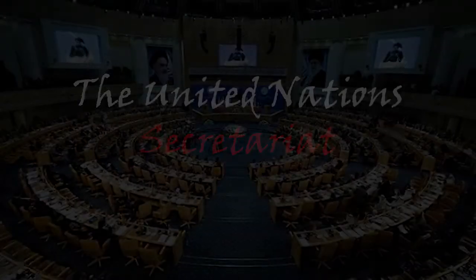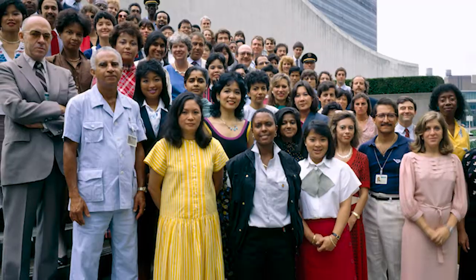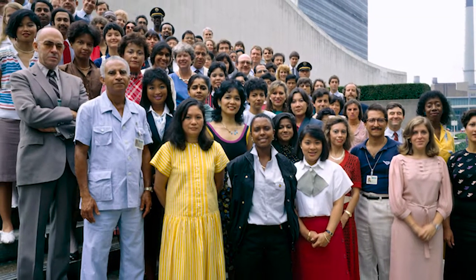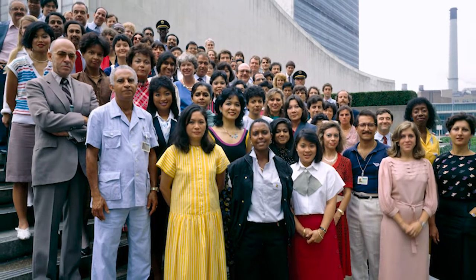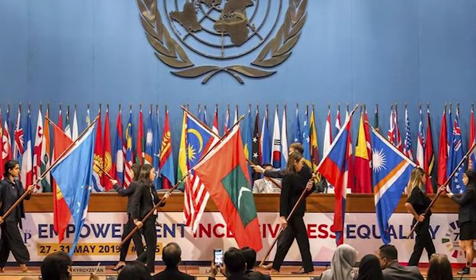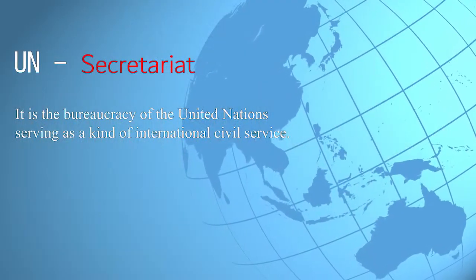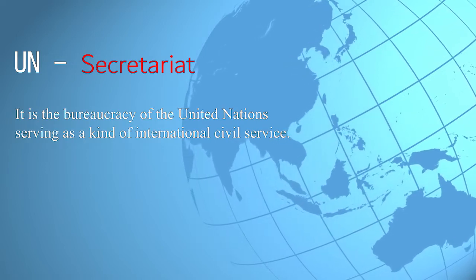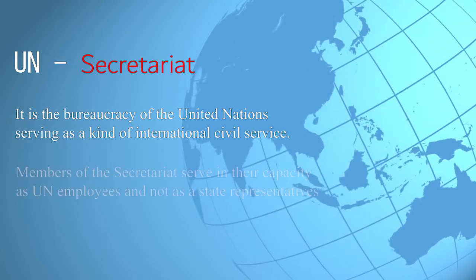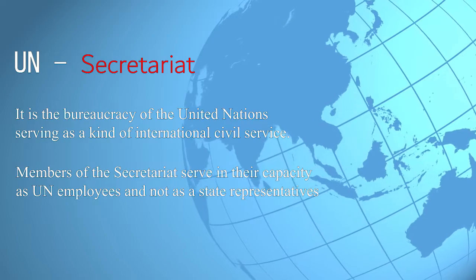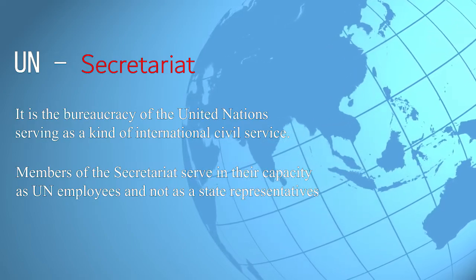And lastly, the Secretariat consists of the Secretary General and tens of thousands of international UN staff members who carry out the day-to-day work of the UN as mandated by the General Assembly and the organization's other principal organs. It is the bureaucracy of the United Nations, serving as a kind of international civil service. Members of the Secretariat serve in their capacity as UN employees and not as state representatives.